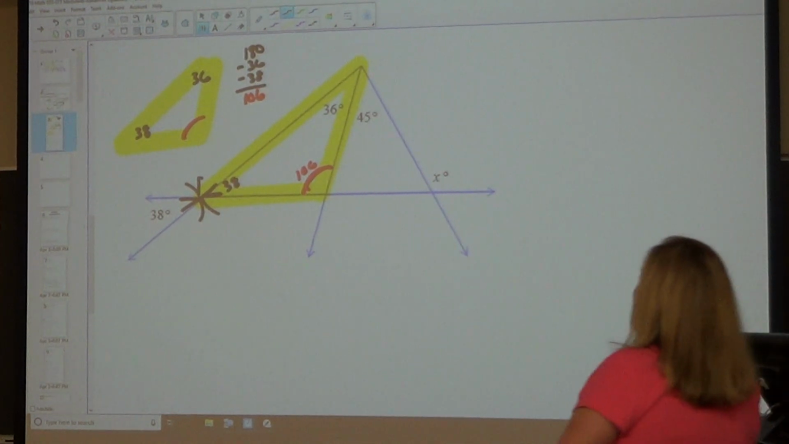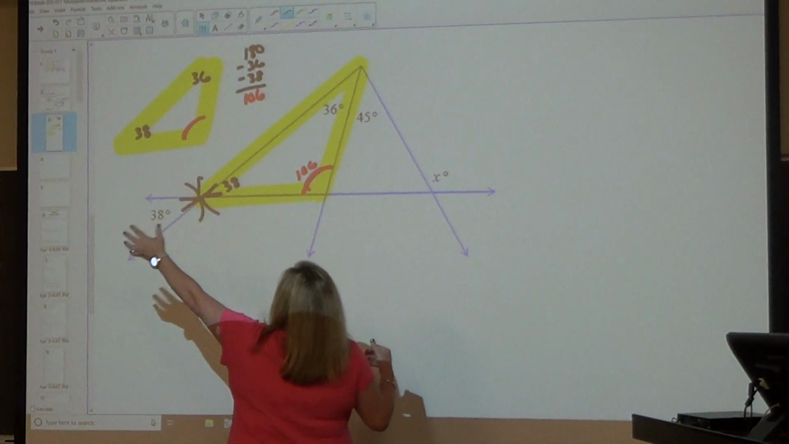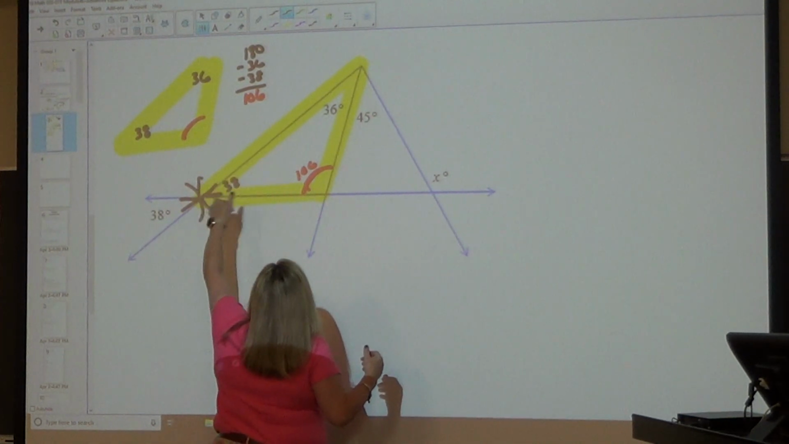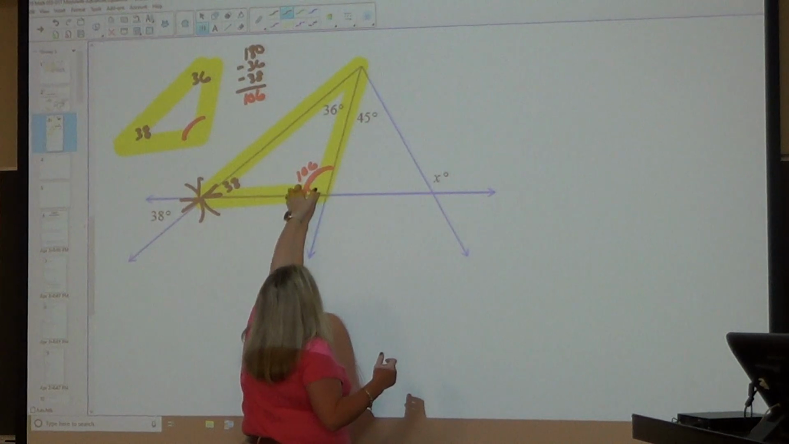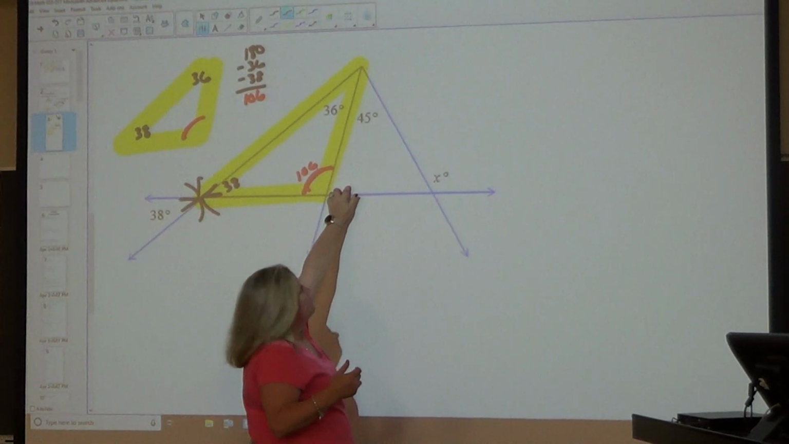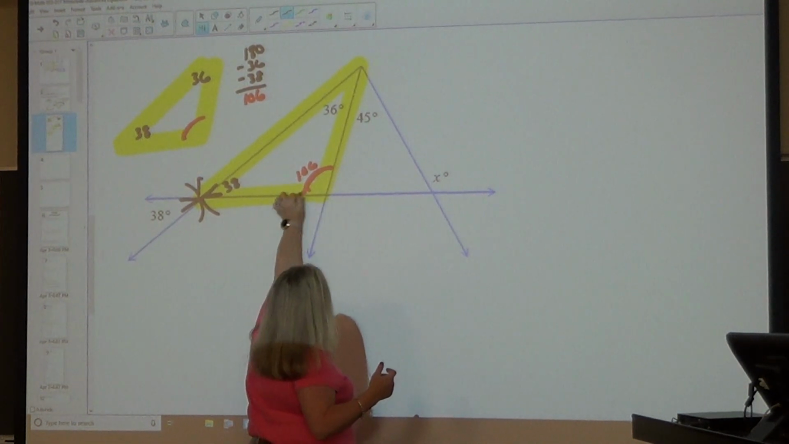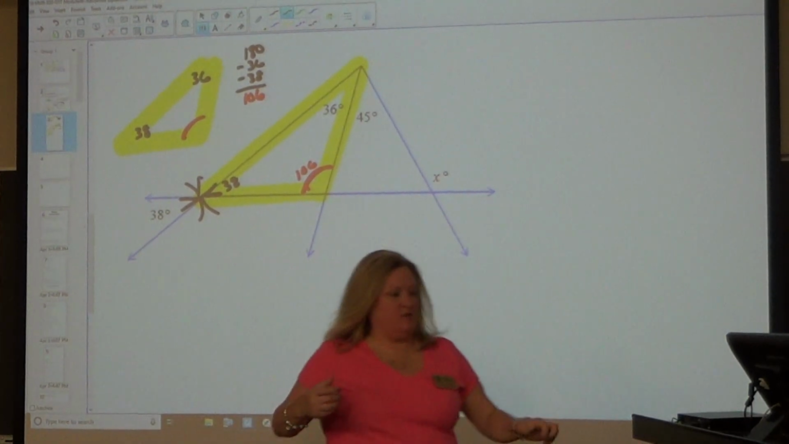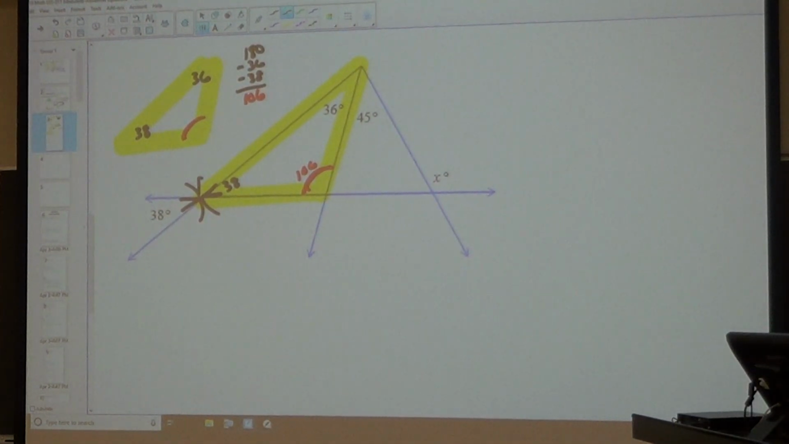Now this is where a lot of you stop and say, I'm stuck. You've jumped into the triangle to finish the triangle. You now have to jump over to the next triangle. So how am I going to get this angle? What do those two angles make? They make a straight line. 180. So this angle and this angle make a straight line. So to get this angle, I'm going to do 180 minus the 106. That's going to give me 74.